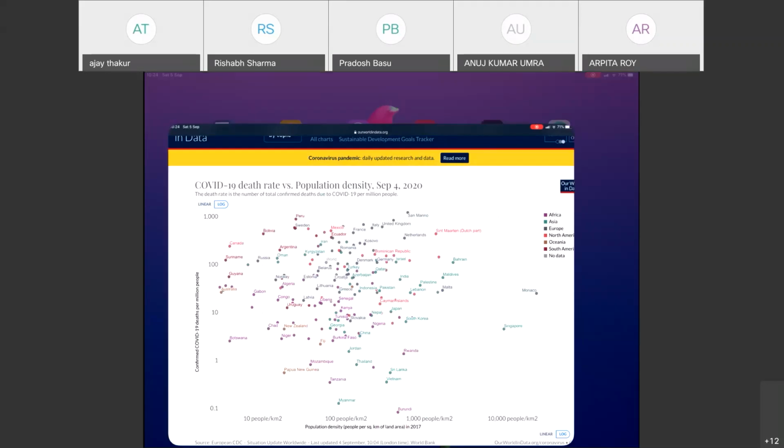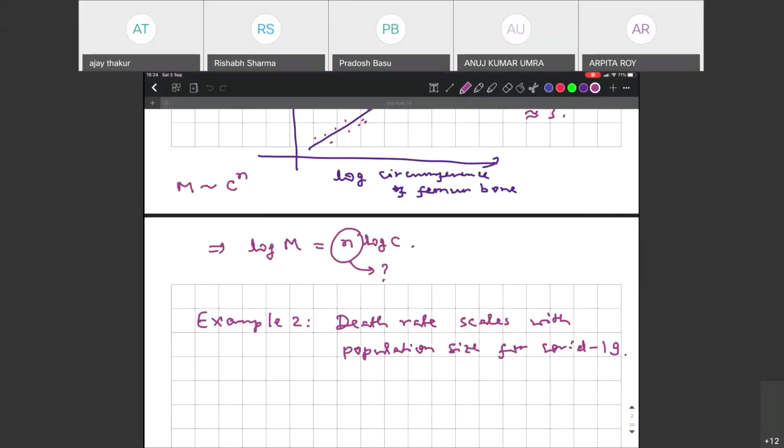So the bottom line here is the caveat or limitation: a scaling law can be applied only to similar systems.